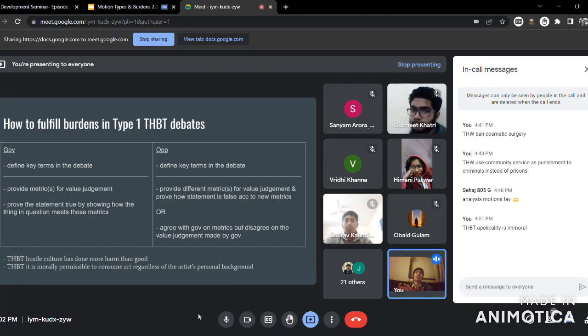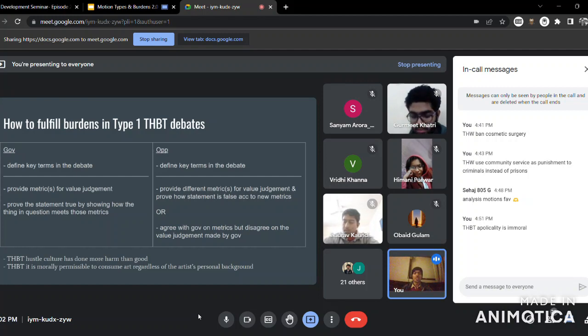In most cases, it's undesirable to have definitional challenges in the debate because, as you can already imagine, if the teams don't agree on the basic definition of something, then it becomes very difficult to debate about something, because Gov will be going in their arguments as per their definition, Op will be going as per their definition.